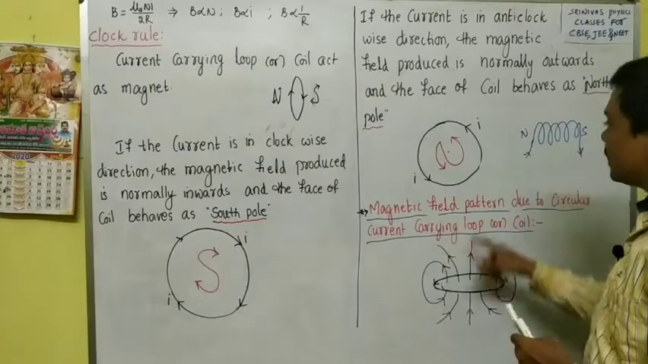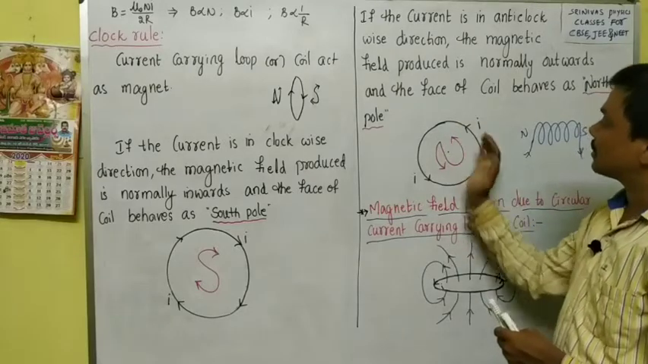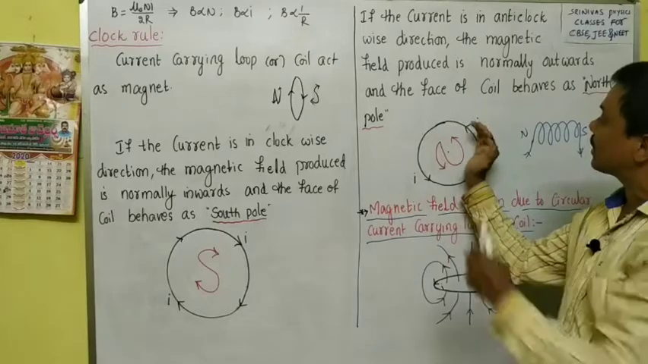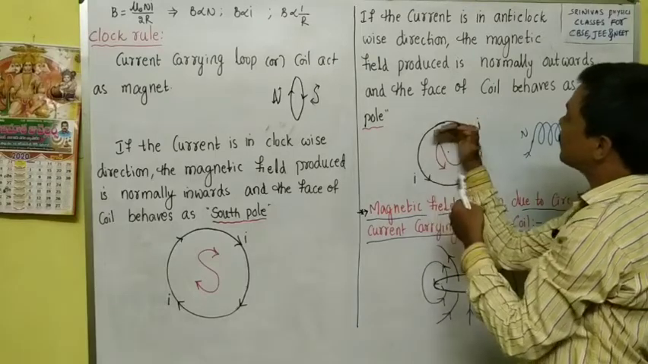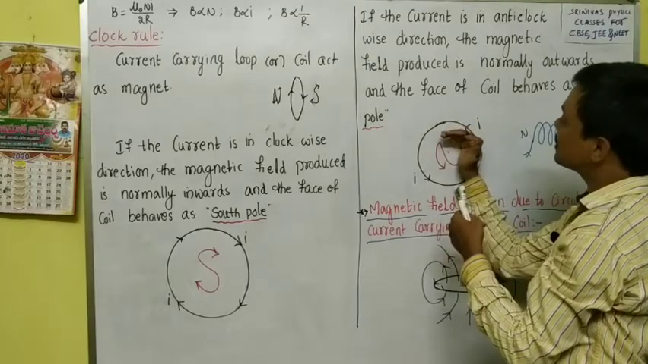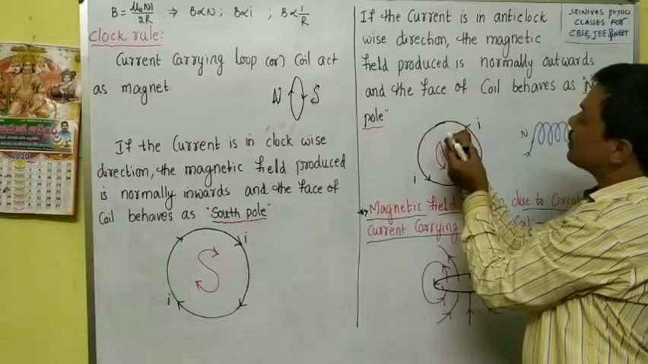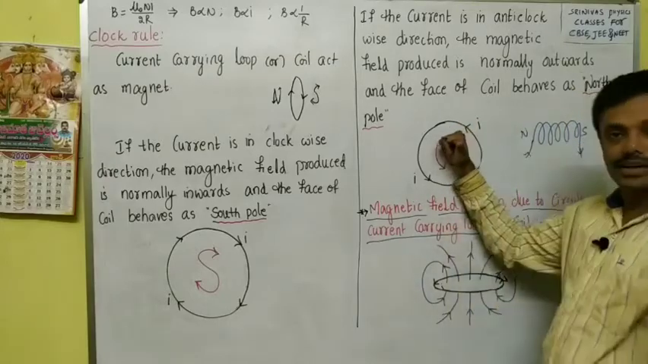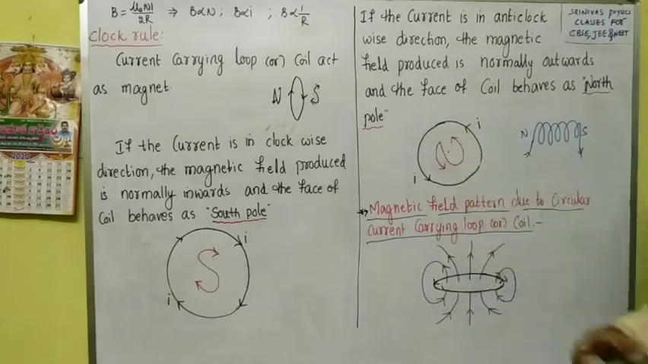Now here we are saying that in anti-clockwise direction the field is outward. Look here, the curled fingers indicate the current. The current is like this, anti-clockwise, and the thumb indicates the field. The magnetic field is outward. This is the thumb rule we have to use.